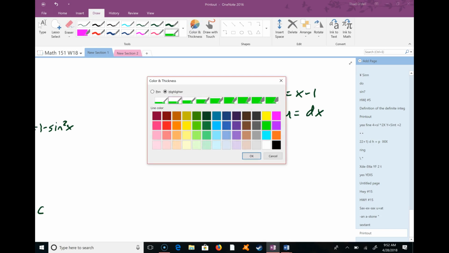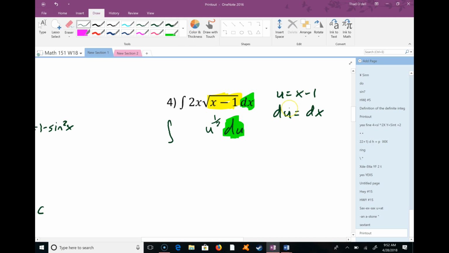So I go back to my definition, and again, if I'm trying to define everything in terms of u, I'm going to solve for x here and find out that u plus 1 is equal to x. So that means I can replace the x with u plus 1. So then I have 2 times u plus 1. And so now I have an integral with nothing but u's in it.